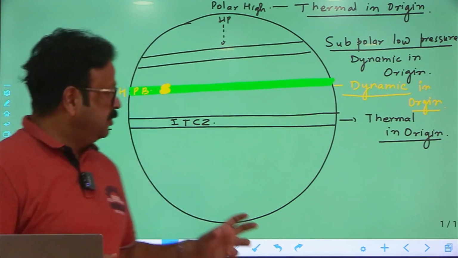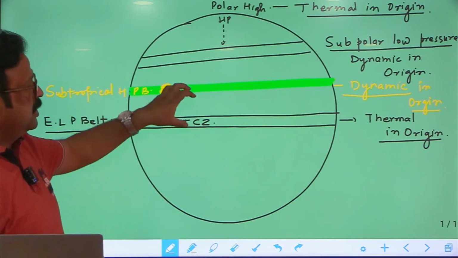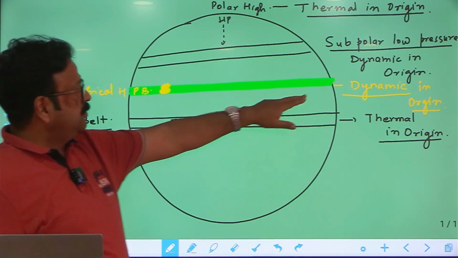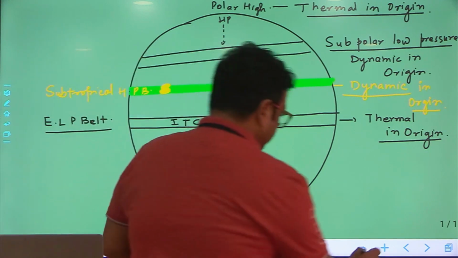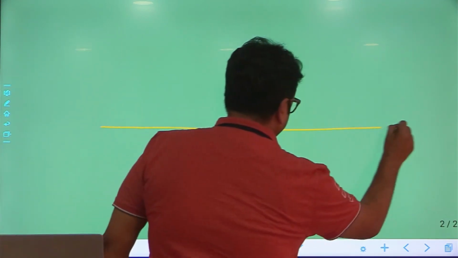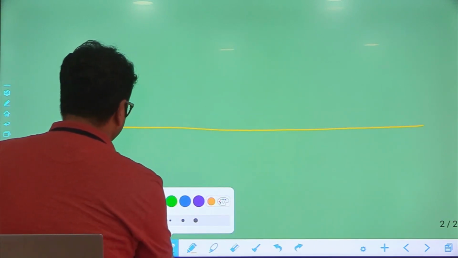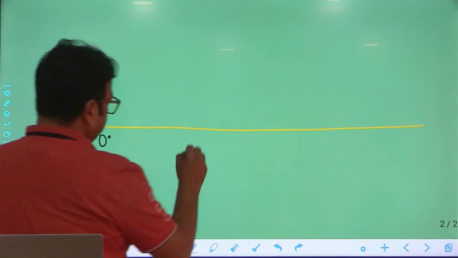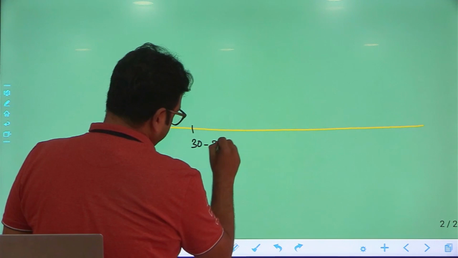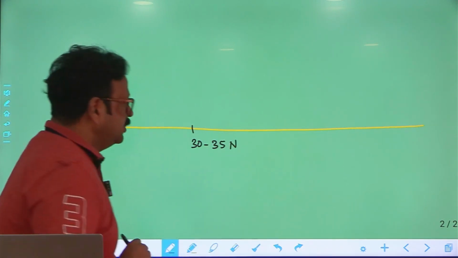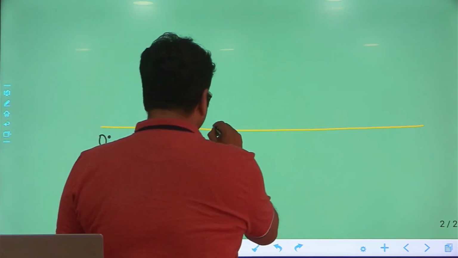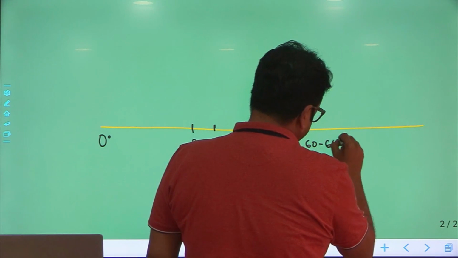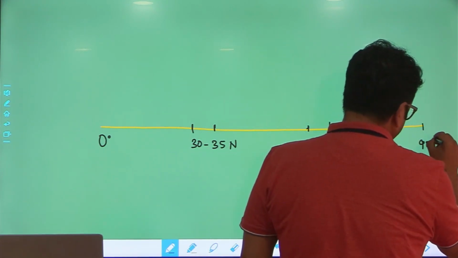So let me explain the kind of cell which is going to be formed on these pressure belts and what are the reasons for the genesis of these pressure belts. You understand this thermal pressure belt, let me explain this dynamic in origin pressure belt. So if you see the horizontal division of one of the hemispheres, suppose this is the 0 degree, that is the equator. Here it is 30, 35, I am depicting the northern hemisphere, this is the subtropical belt, then there is 60, 65 which is called subpolar, and 90 degree is going to be called the polar area.